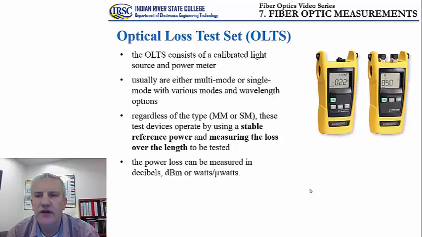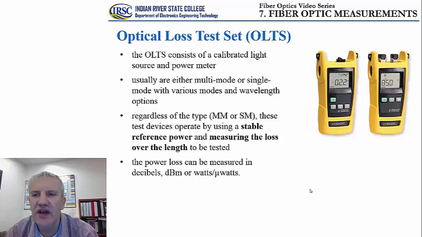Two pieces of test equipment that are part of the OLTS set. On the most right side, you have an optical source. That's going to be the source that's connected to one end of the optical fiber, and it's going to be used to shoot the signal into the optical fiber. The signal is going to propagate along the optical fiber.